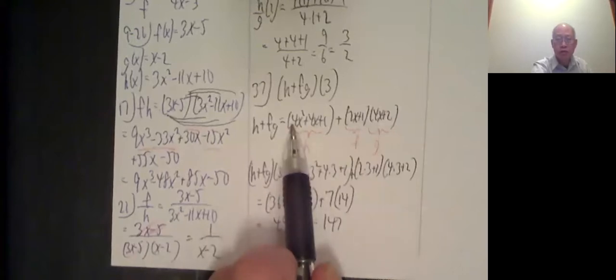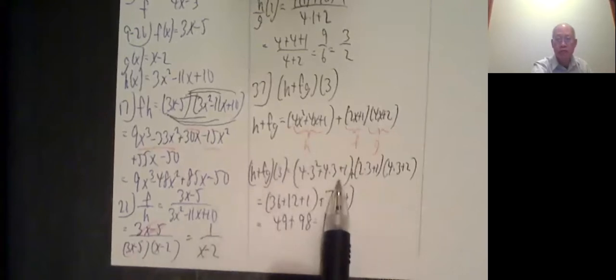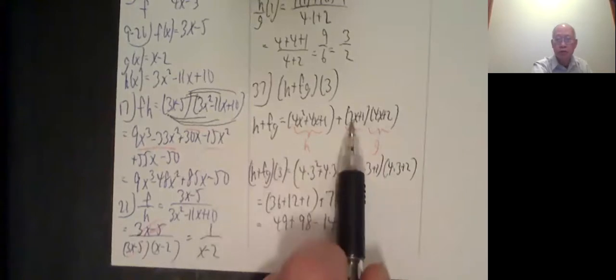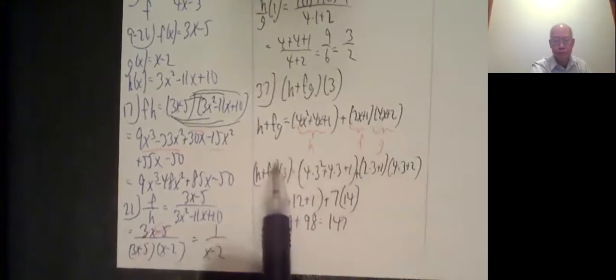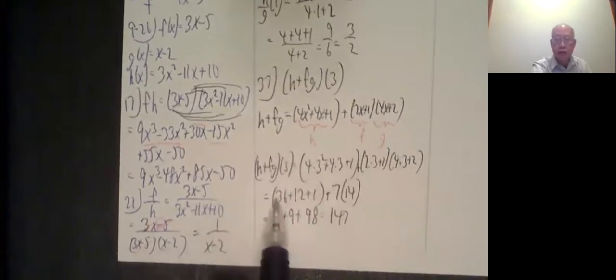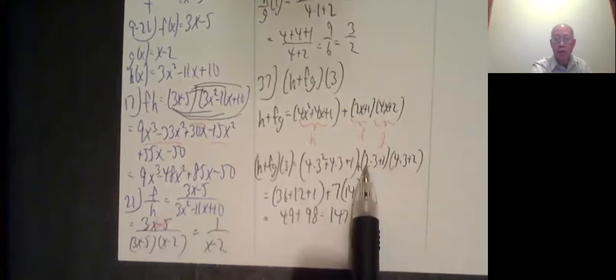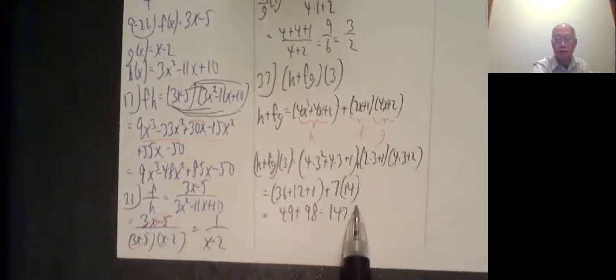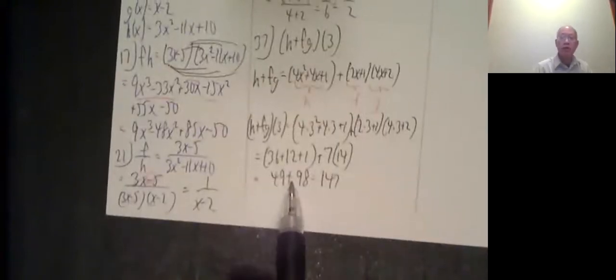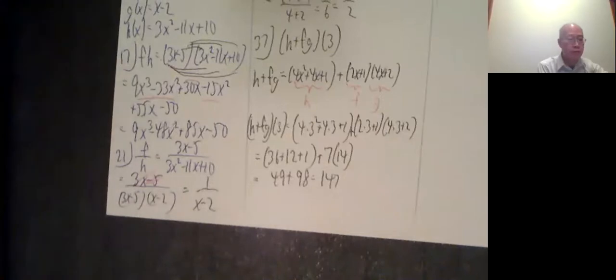4 times 3 squared plus 4 times 3 plus 1 plus 2 times 3 plus 1, 4 times 3 plus 2. 4 times 9 is 36. 4 times 3 is 12 plus 1. 2 times 3 is 6 plus 1 is 7. 4 times 3 is 12. 12 plus 2 is 14. 49 plus 98, 147.